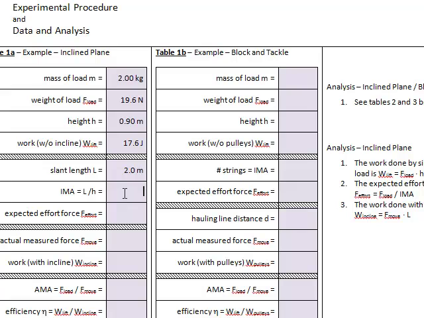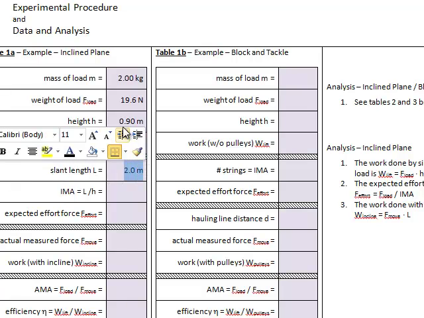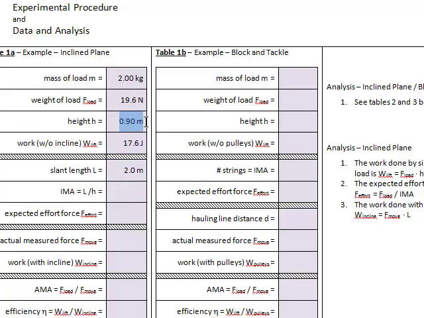Then the ideal mechanical advantage is the slant length over the height, so the 2.0 meters divided by the height of 0.90 meters. So it's a little bit over 2, comes out to 2.2 rounded. No units on this one here because you divide meters by meters.